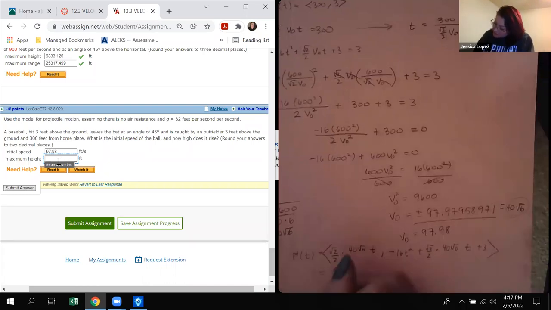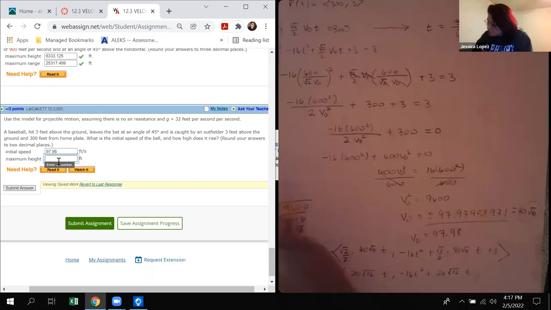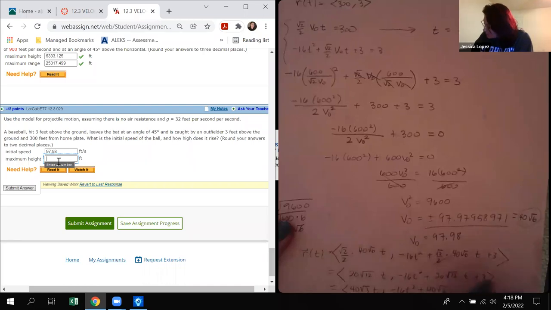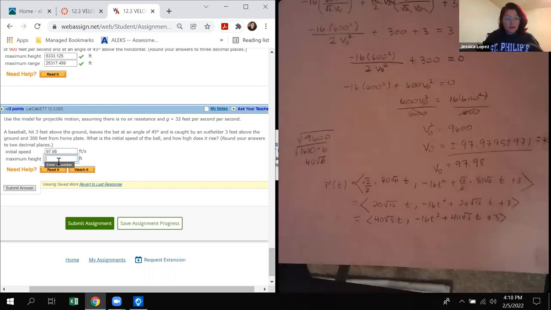So if I simplify this, that's actually 20 square root of 12 t, negative 16 t squared, plus 20 square root of 12 t plus 3. Now I can simplify square root of 12 into 2 square root of 3. So this becomes 40 square root of 3 t, negative 16 t squared plus 40 square root of 3 t plus 3. So this is the position vector. And in order for me to find the maximum height, I have to take the derivative of the y coordinate component, find that t value when the derivative is equal to 0, and then plug that t value into the position y so I can find out that height.